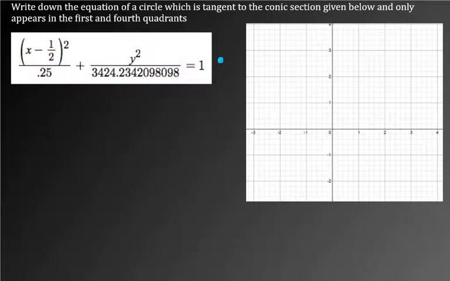But the question is, write down the equation of a circle, actually, which is just tangent to this conic section, and only appears in the first and fourth quadrants. So we can only have our circle drawn in these 2 quadrants, okay? So this is a question that's going to make you think a little bit.